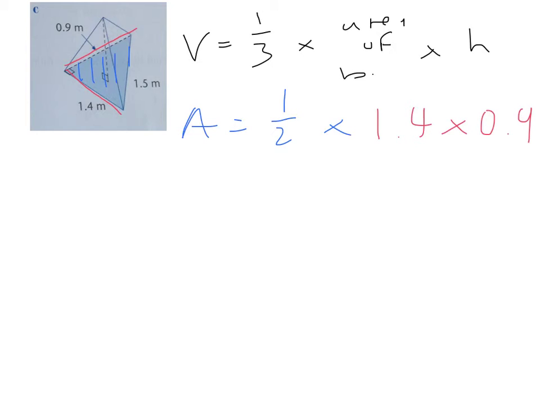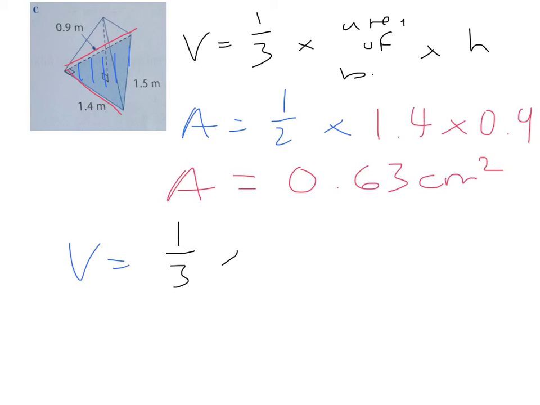So put all in our calculator. So our area of that triangle is half times 1.4 times 0.9, which is going to be 0.63 square centimeters. Remember, we're not finished. We're trying to get the volume. So volume would be 1/3 times 0.63 square centimeters, because that's the actual area of the triangle.